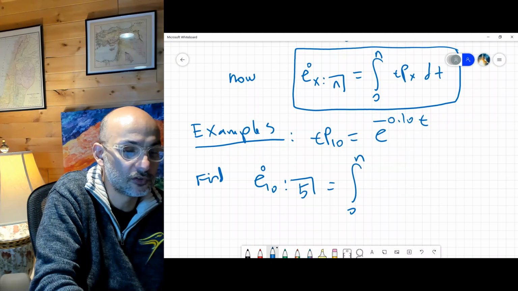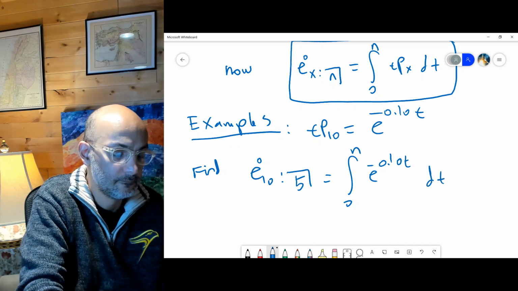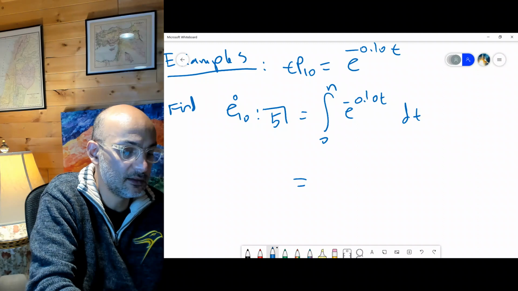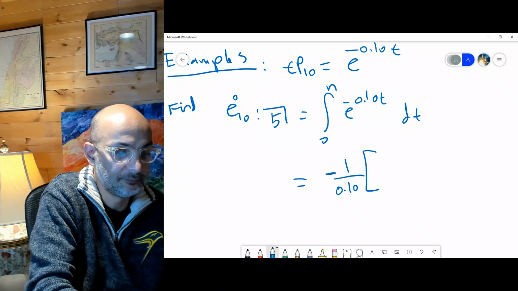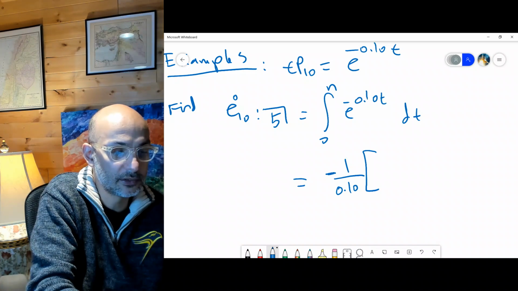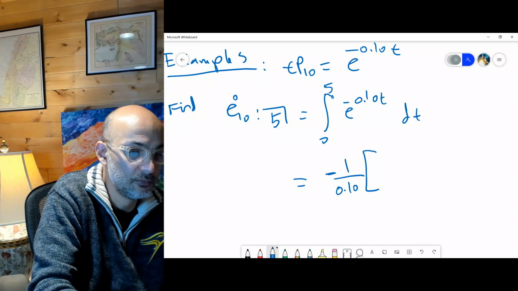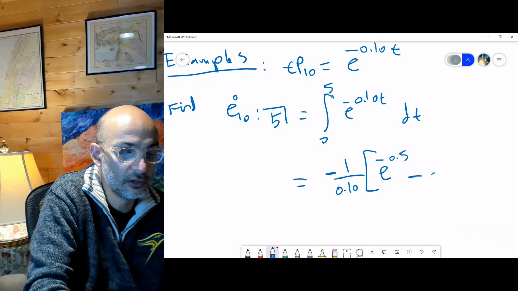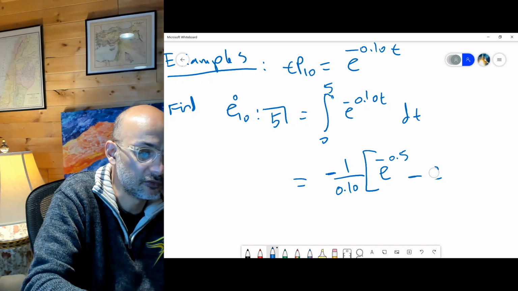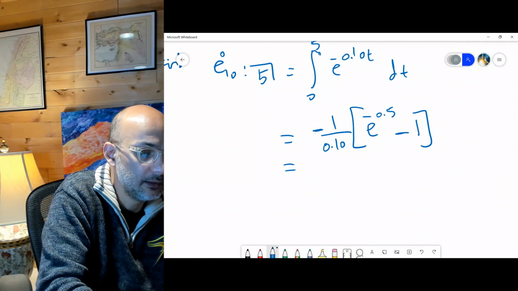tpx, what is tpx? It's already given to us, so it's easy. The integral of e^(-0.10t) dt. That's very good because now we can calculate it quickly. It will be 1 over 0.10 times one minus, and if you plug in your n, our n here is 5 years, it will be e^(-0.5), minus what you get when you plug in 0, which is e to the 0, you can just write it as 1.